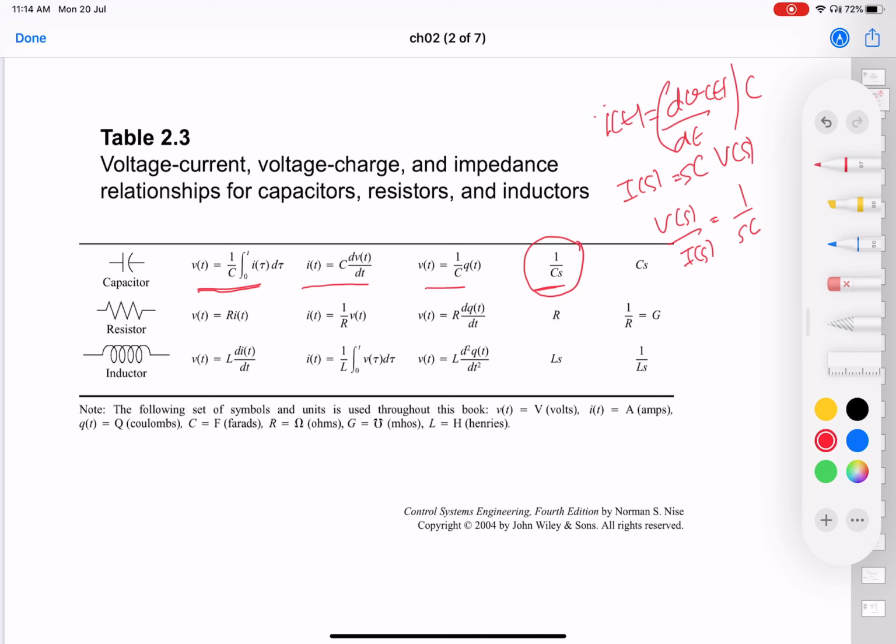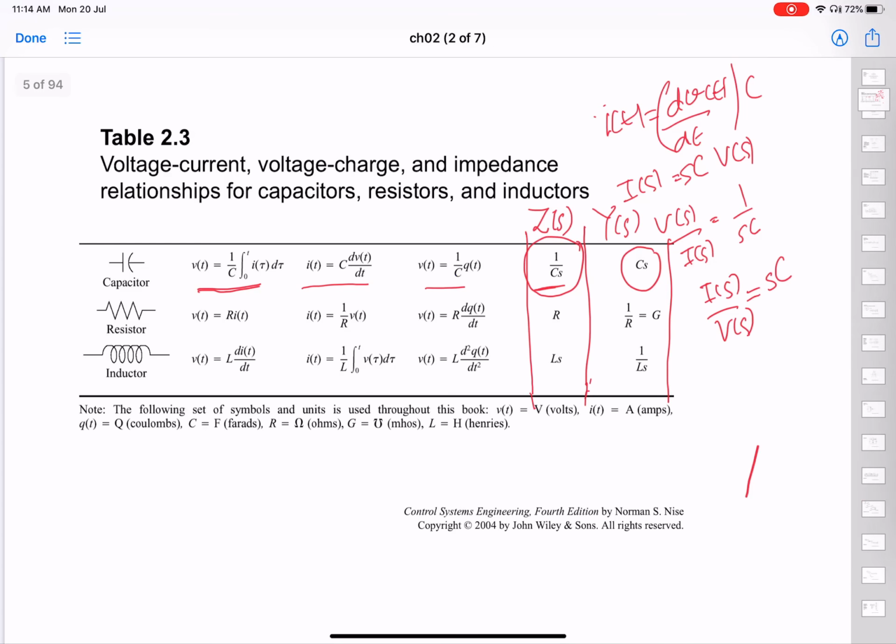And if you write down the transfer function as I(s) by V(s), if your output is current and input is voltage, then you have sC as the transfer function. So these are impedances, these are transfer function impedances, and these are transfer function admittances. We normally represent the impedance by Z and the admittance by Y.